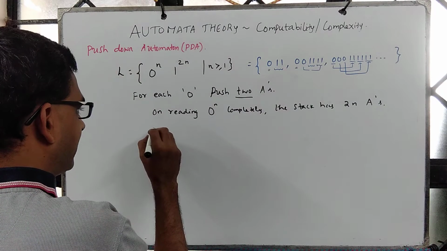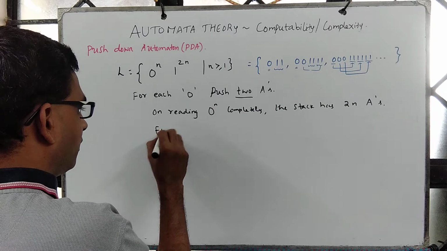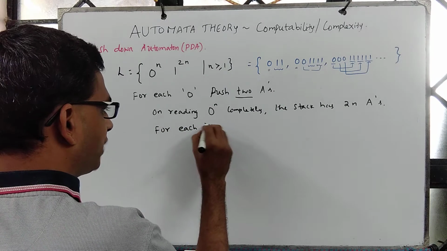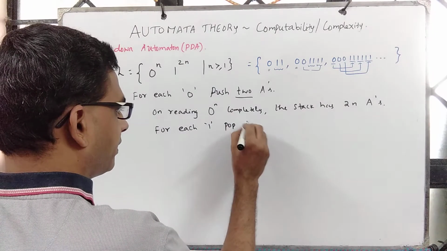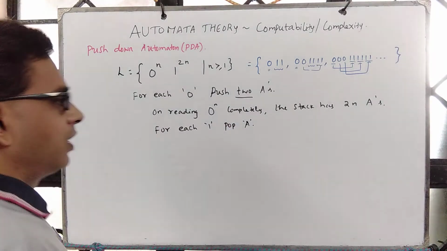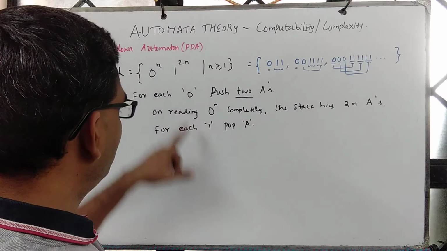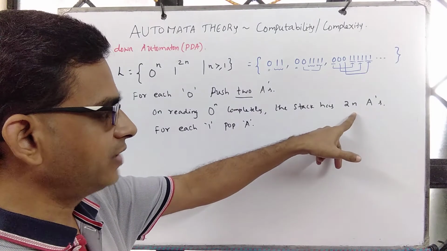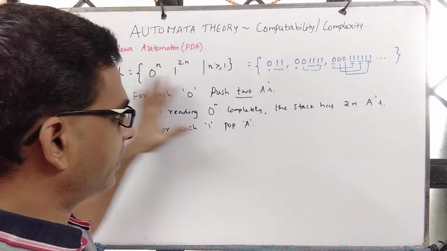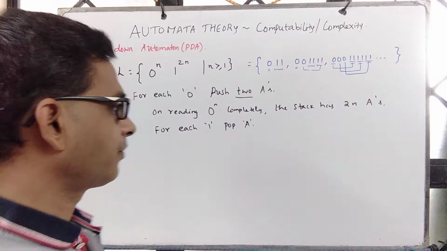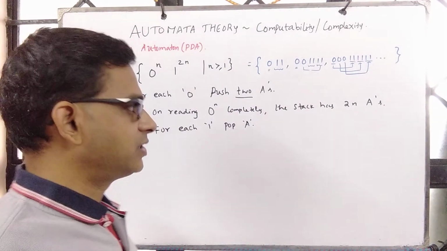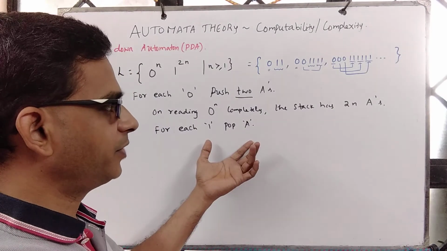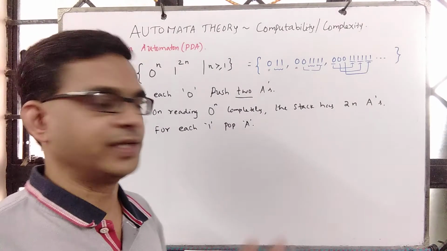And now when you start reading 1 power 2n, you start performing pop. So for each 1, pop capital A. Now if it is valid, then 1 power 2n matches with 2n capital A's, which means it is a valid string. And in case there is a mismatch, 0 is more or 1 is more, then there will be a mismatch, you reject the string.